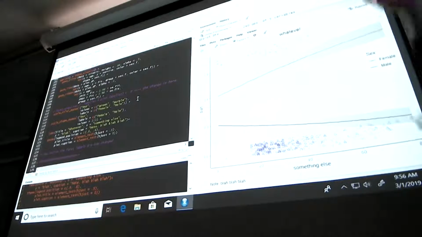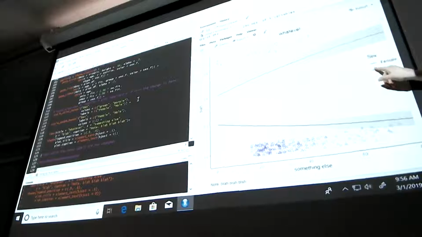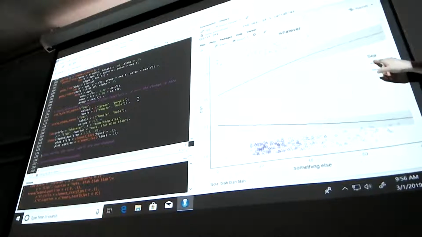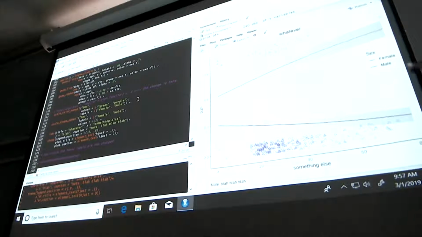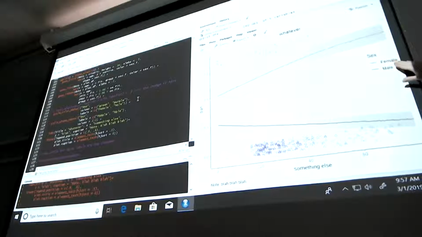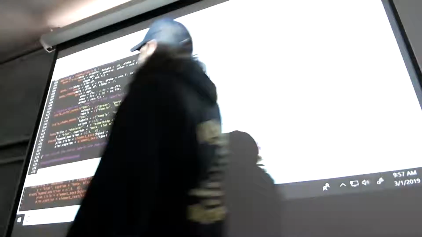It's hard to see here. You'll see it if you download the script itself, but there is a little triangle here and a little circle here. So it knows to combine them. It shows green circles is female and purple triangles is male. So that's one nice thing about this.